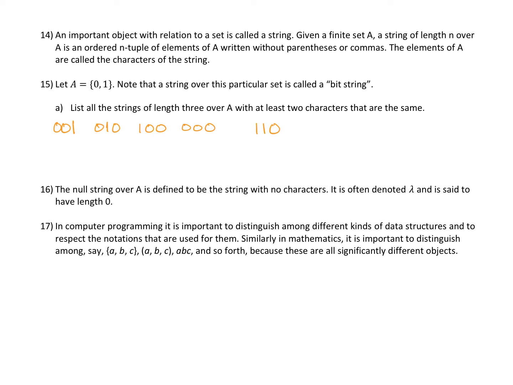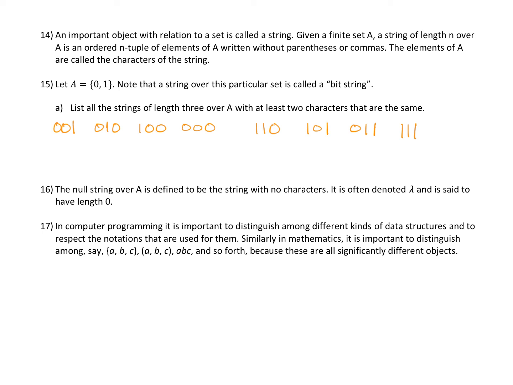And then I could move the 0 to the middle. I could have 1, 0, 1. And I could move the 0 to the front, and I would have 0, 1, 1. And that's all the ways I can have exactly 2 ones, but then I could also have 3 ones. And all of those have at least 2 ones. So those are all the strings of length 3 over A, the set 0, 1, with at least 2 characters that are the same.